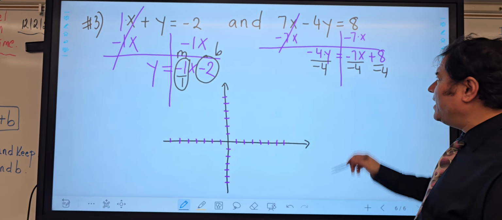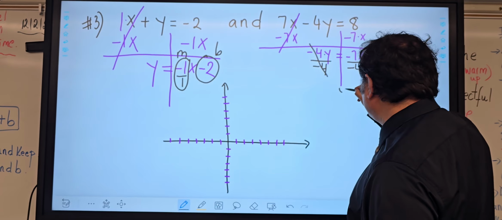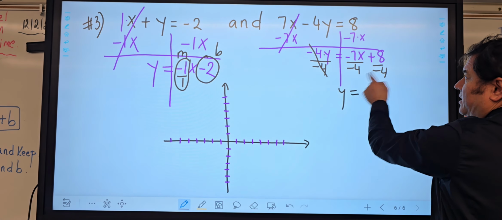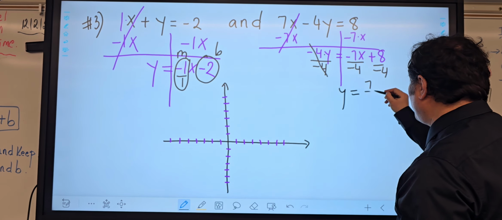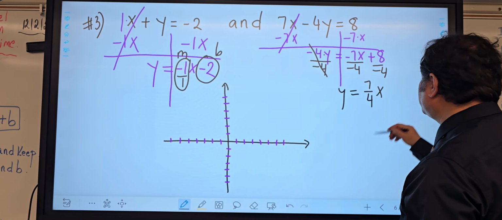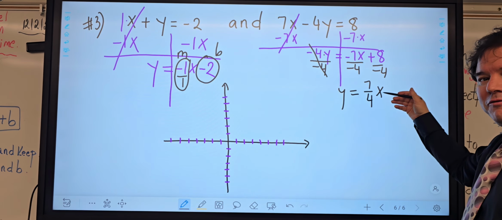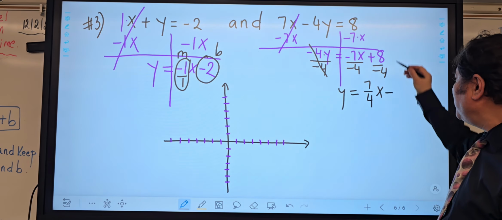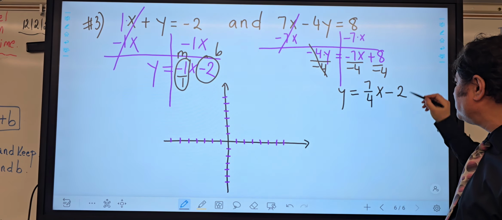And then negative divided by negative becomes a positive. So we get y by itself equals, the same here. Negative divided by negative becomes positive 7 over 4 x. And 8 divided by negative 4. That's the triangle. Positive divided by negative becomes a negative. And 8 divided by 4 is 2.